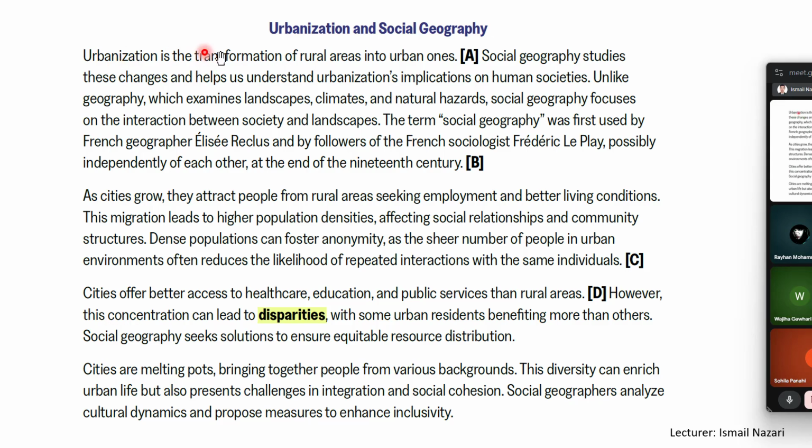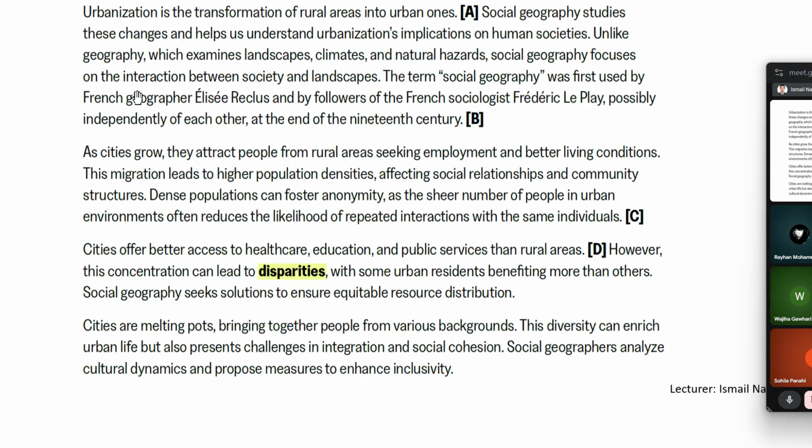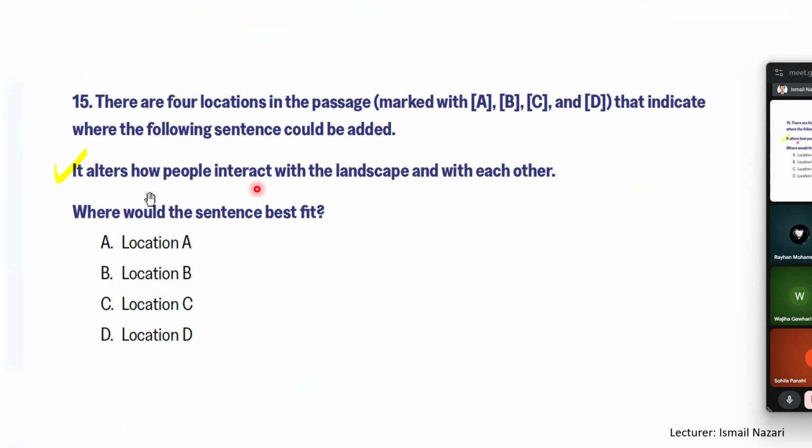Let's look at this one. Urbanization is the transformation of rural areas into urban areas. It alters. What alters? The urbanization alters. It refers to what? Urbanization. When we add, it alters how people interact with the landscape and with each other, it means the urbanization changes how they interact with each other and how they interact with the landscape. And now social geography studies these changes. Which changes? It refers back to the changes in how people interact with the landscape and with each other.